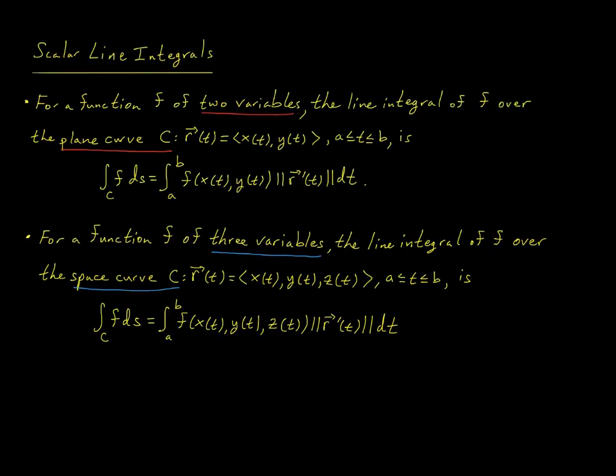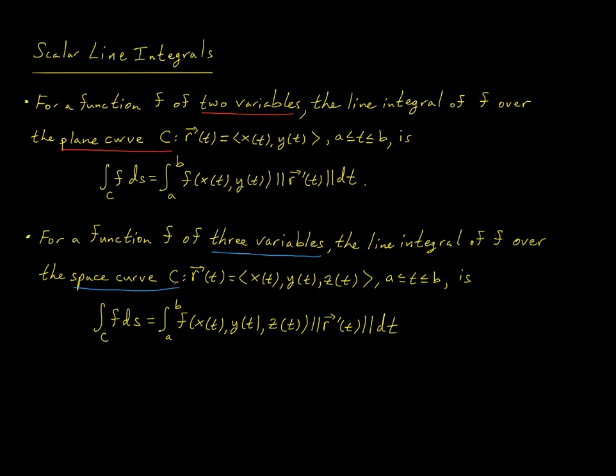Okay, so then lastly, what I want to mention here in this video is just really the definition of a line integral in more generality. So if I have a function of two variables, the line integral of that function over a plane curve, so that's just like what we were looking at in the last slide. So if your plane curve is defined by this vector function whose components are x of t, y of t, then to compute this integral, again, you're just going to evaluate your function at those component functions, and then your ds is just going to be this speed times time, and you're letting t vary from a to b.